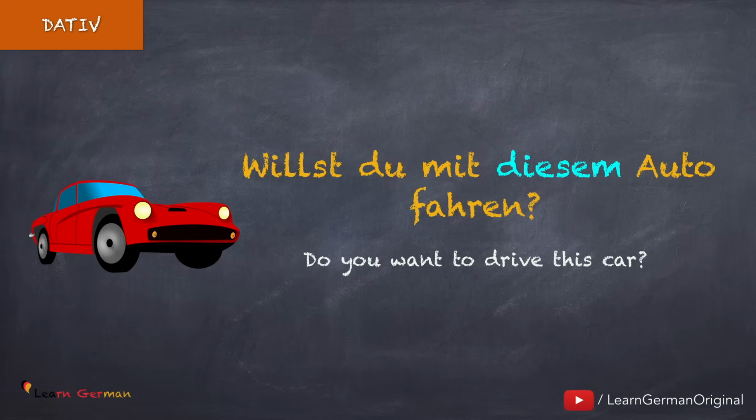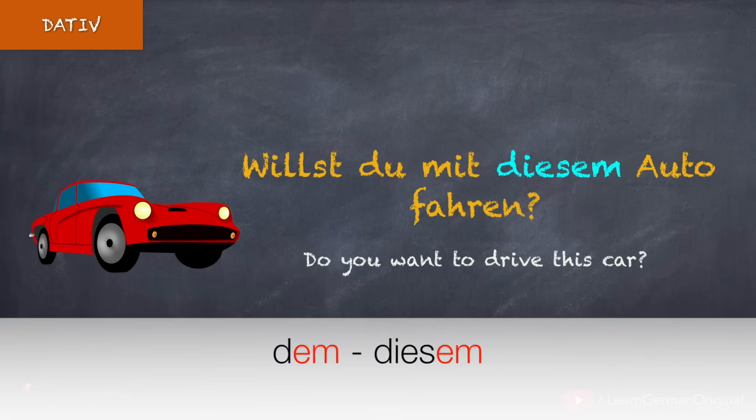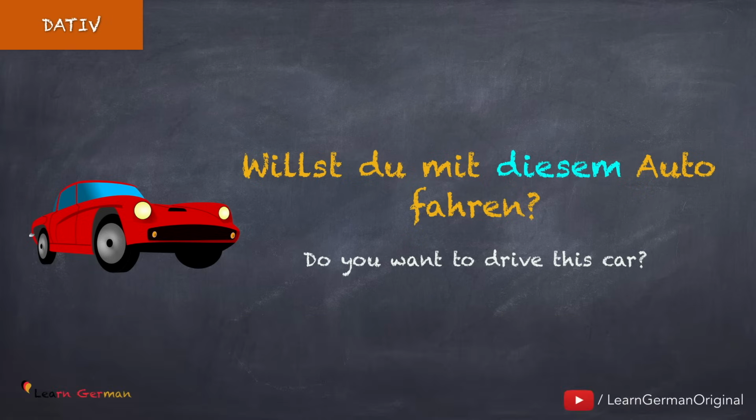Since mit is a dative preposition, we need a dative article. Das Auto changes to dem Auto with the definite article. Similarly, the demonstrative article will be diesem. The ending em comes from the dative article dem. For the masculine article and the neutrum article in dative, we use the same demonstrative article, diesem.